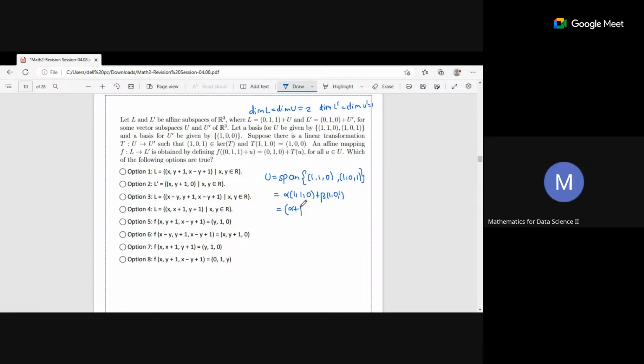Ma'am, how can we say that dimension of u is 2 and dimension of u dash is 1? How many elements are forming a basis for U? Two. Same thing, how many elements are forming a basis for U dash? One. Okay.